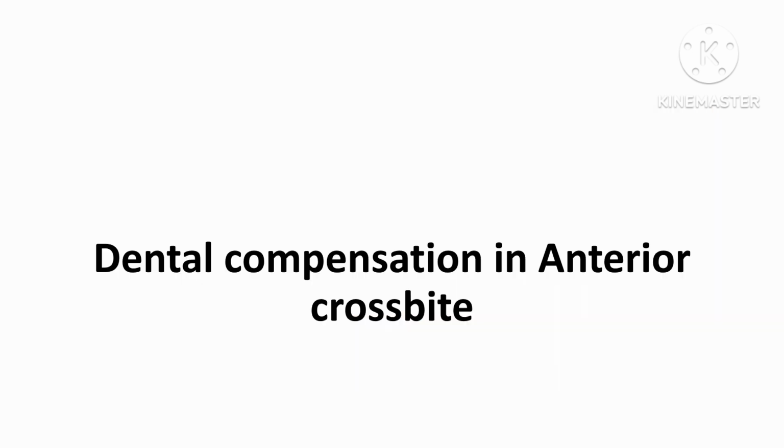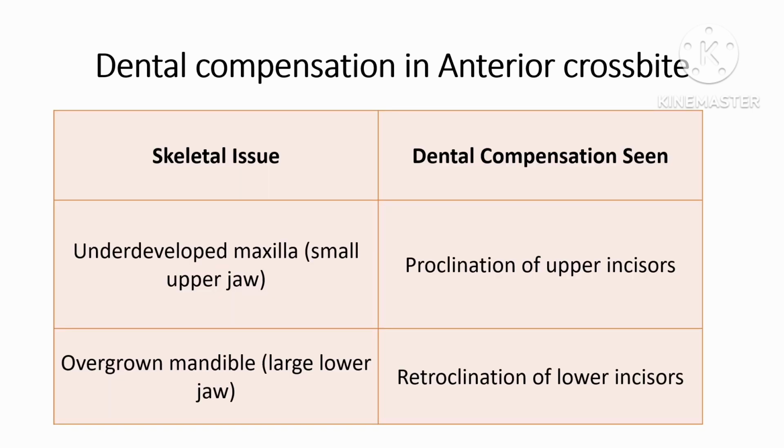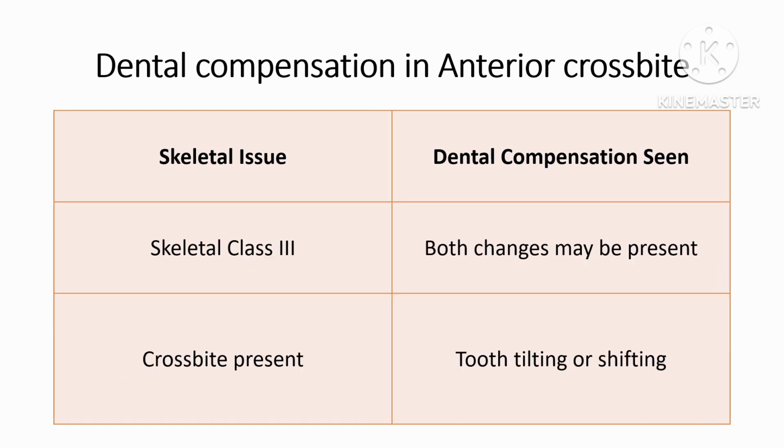Let's quickly learn what dental compensations are. In anterior crossbite, when there is skeletal discrepancy like a small maxilla or large mandible, the teeth often adapt by changing their position. The upper teeth may tilt forward, which is known as proclination, or the lower teeth may tilt backwards, or retrocline, to create a temporary bite contact. While this helps mask the underlying jaw imbalance, it complicates surgical treatment.